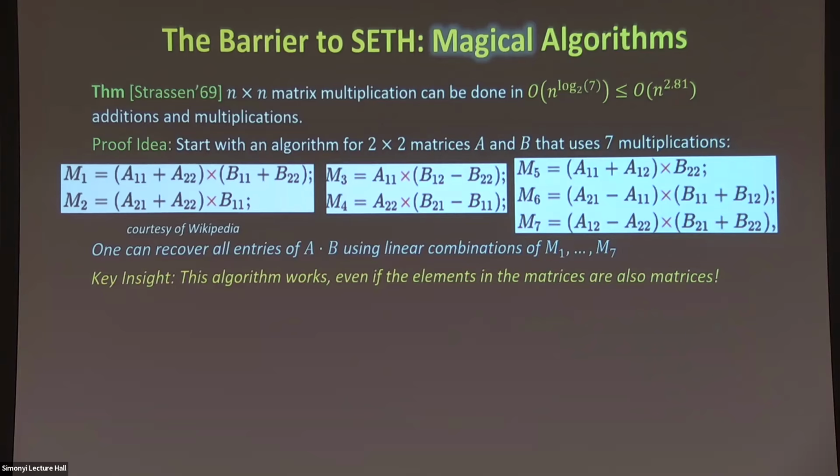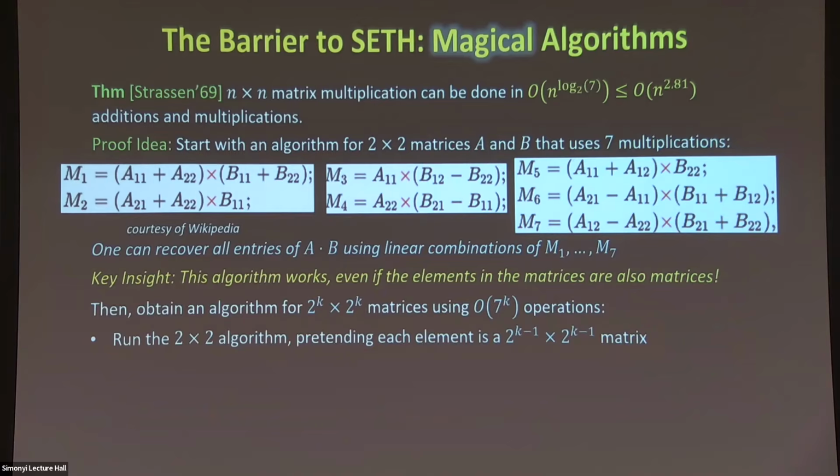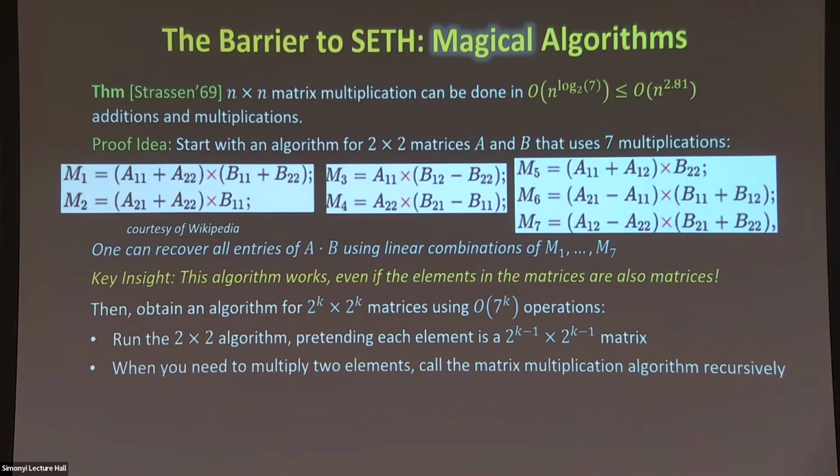So the key insight is that this algorithm works even if the elements in the matrices are also matrices themselves. So you can apply it recursively. So it's a non-commutative algorithm. Then you can get an algorithm for 2 to the k by 2 to the k matrices using only 7 to the k operations instead of 8 to the k by running the 2 by 2 algorithm, pretending each element is a 2 to the k minus 1 by 2 to the k minus 1 matrix. And when you need to multiply 2 matrices, as desired, you call the matrix multiplication algorithm recursively. Then you get this time recurrence, and it solves to what you expect.